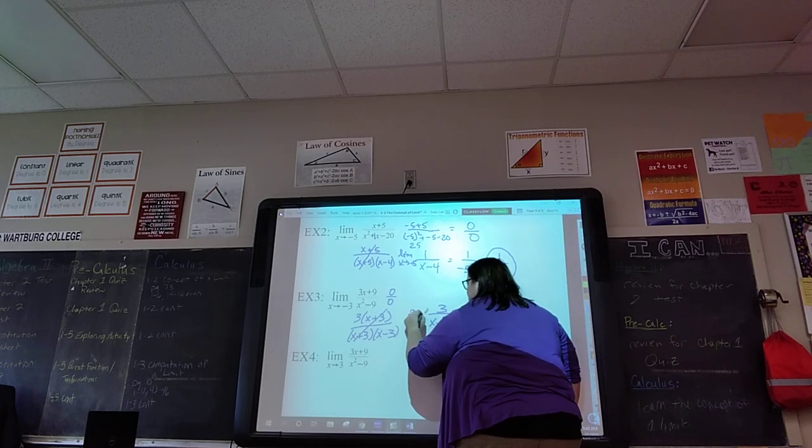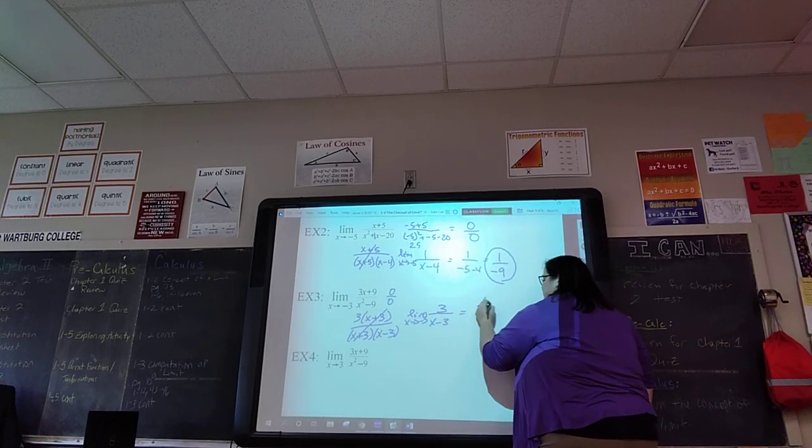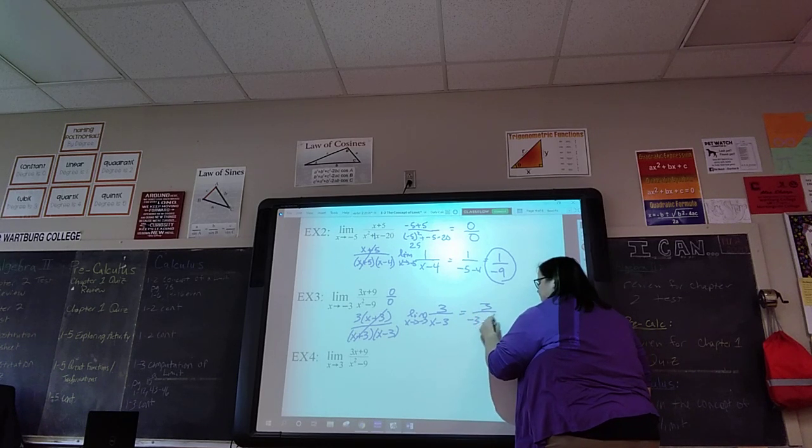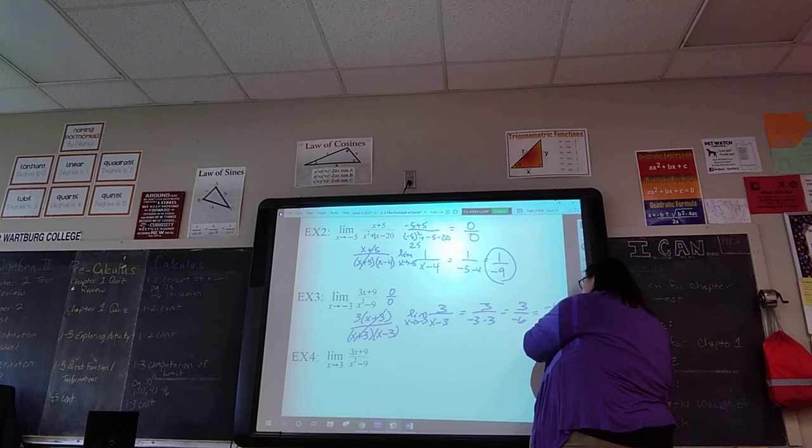Now I'm going to find the limit as x approaches negative 3 for that. Negative 1 half. Yep, so I put 3, and then negative 3 minus 3. So yeah, 3 over negative 6, which simplifies to negative 1 half.